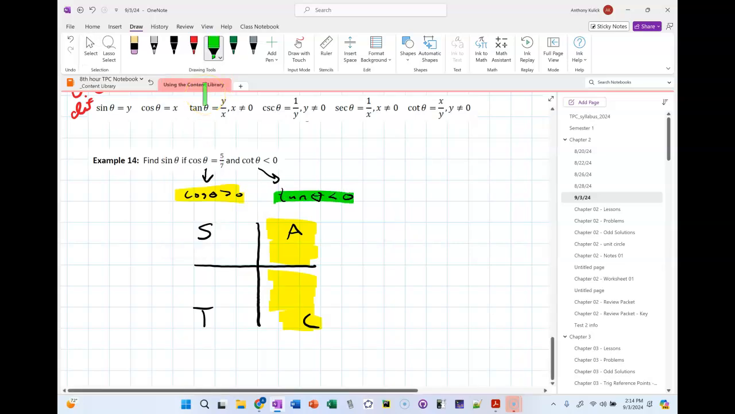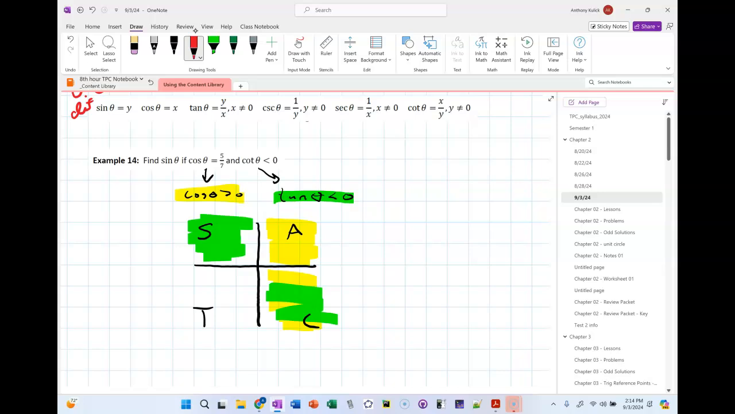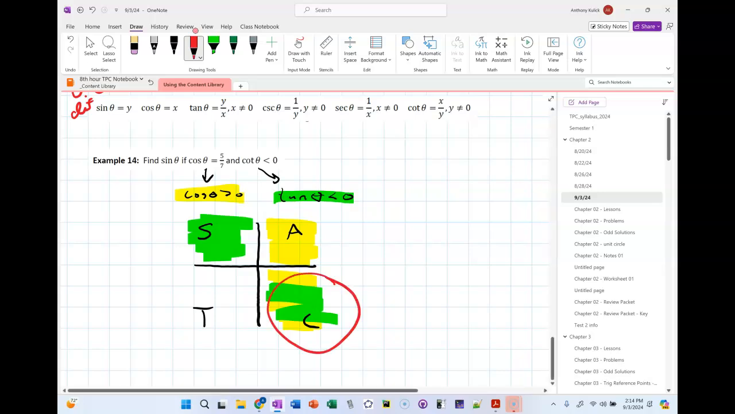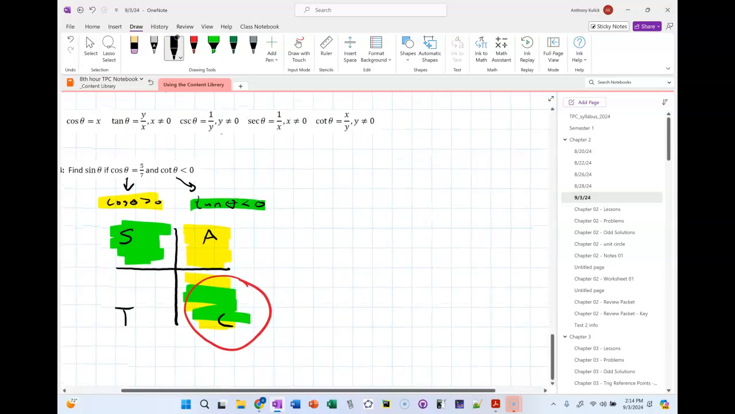Now I'm going to look at where tangent is negative. Well, if I look here, I know tangent is positive at A for all and T for tangent. So it's negative everywhere else. What quadrant does my angle have to be in then? Quadrant 4. Where both inequalities hold. So far, so good?